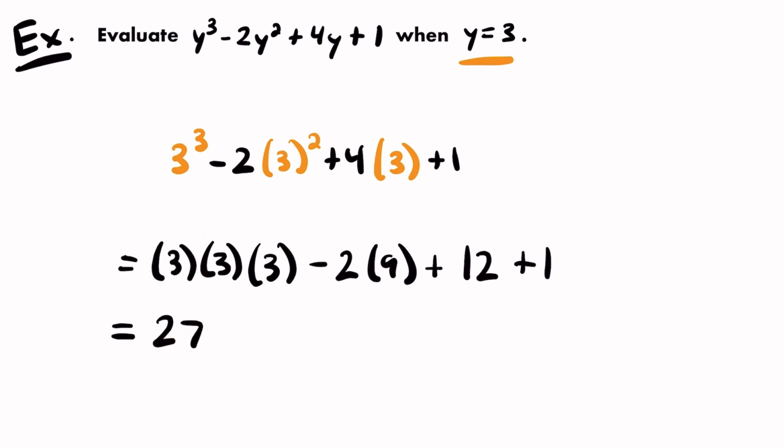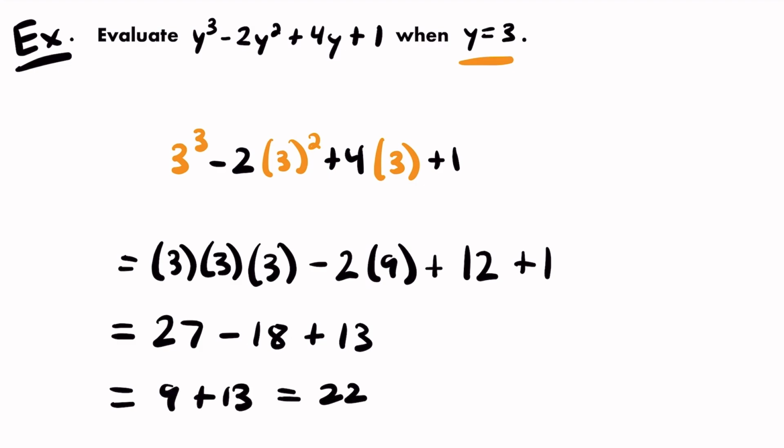That is what 3 cubed would be, and then we are subtracting 2 times 9, which is 18, and then we are adding 12 plus 1, which we could just rewrite as 13, right? 12 plus 1 is 13. Now, we have 27 minus 18, which is equal to 9, so this is equal to 9 plus 13, which is equal to 22. 22 is the value of this variable expression when y equals 3. Let's move on to another example.